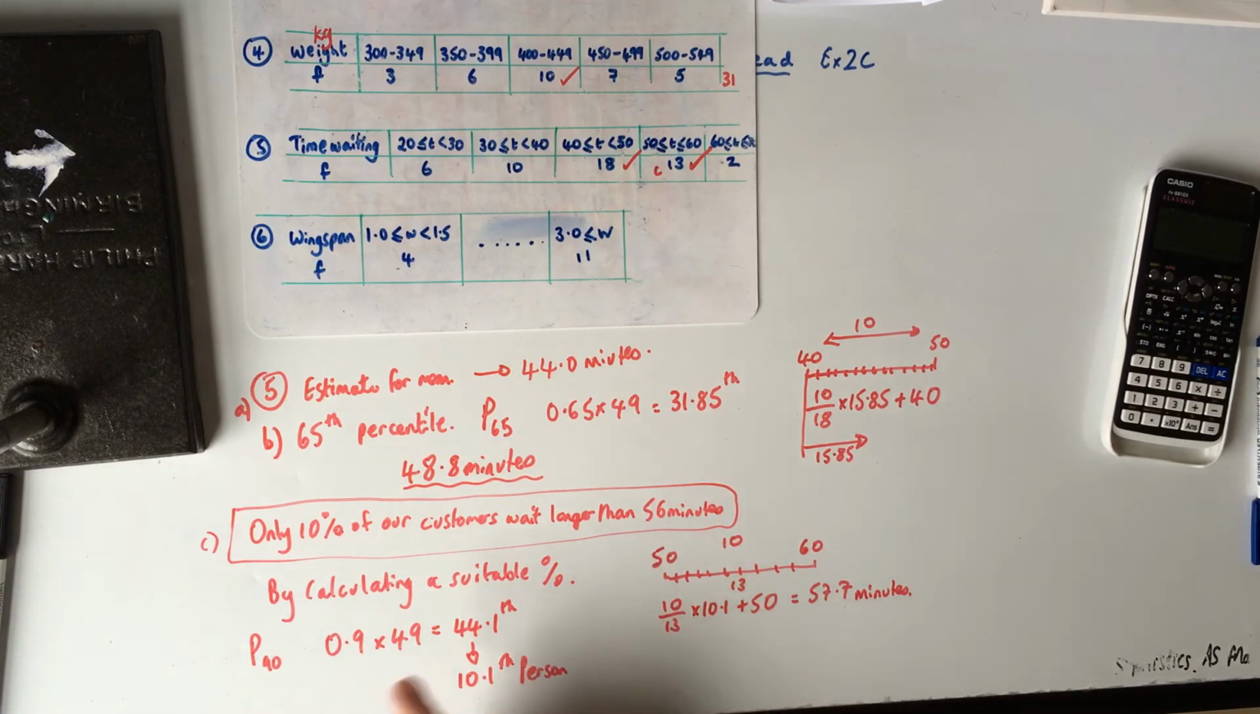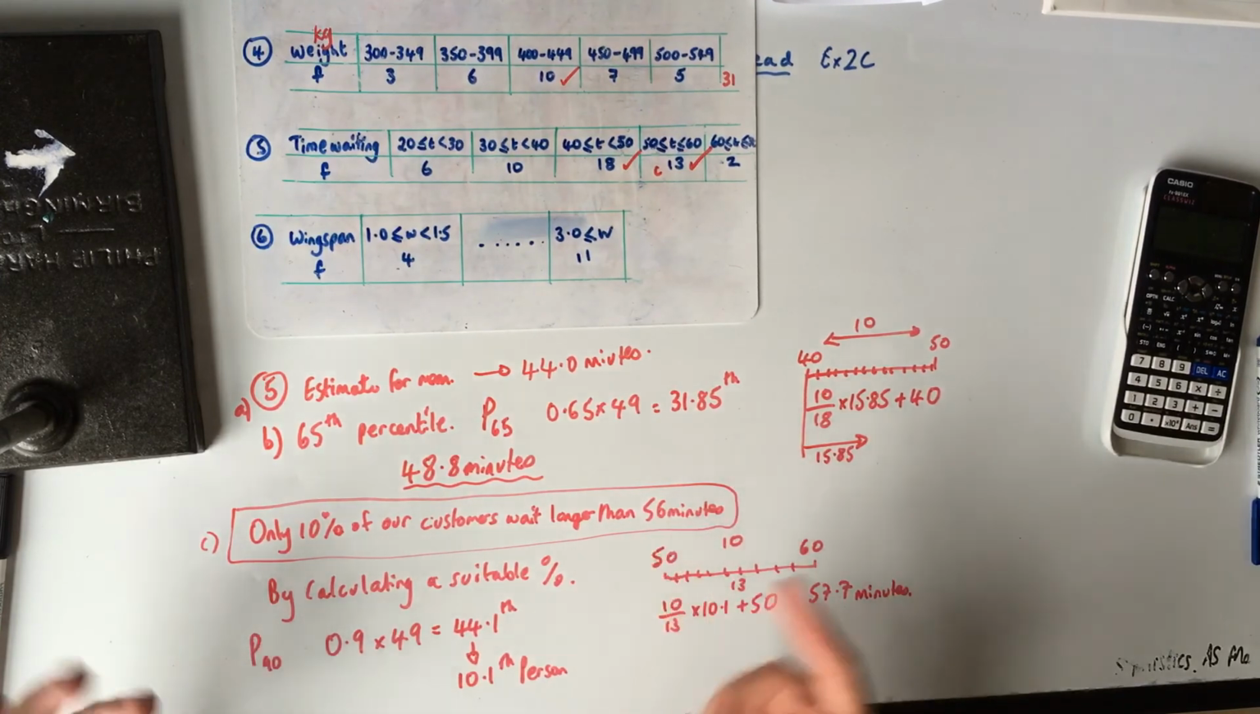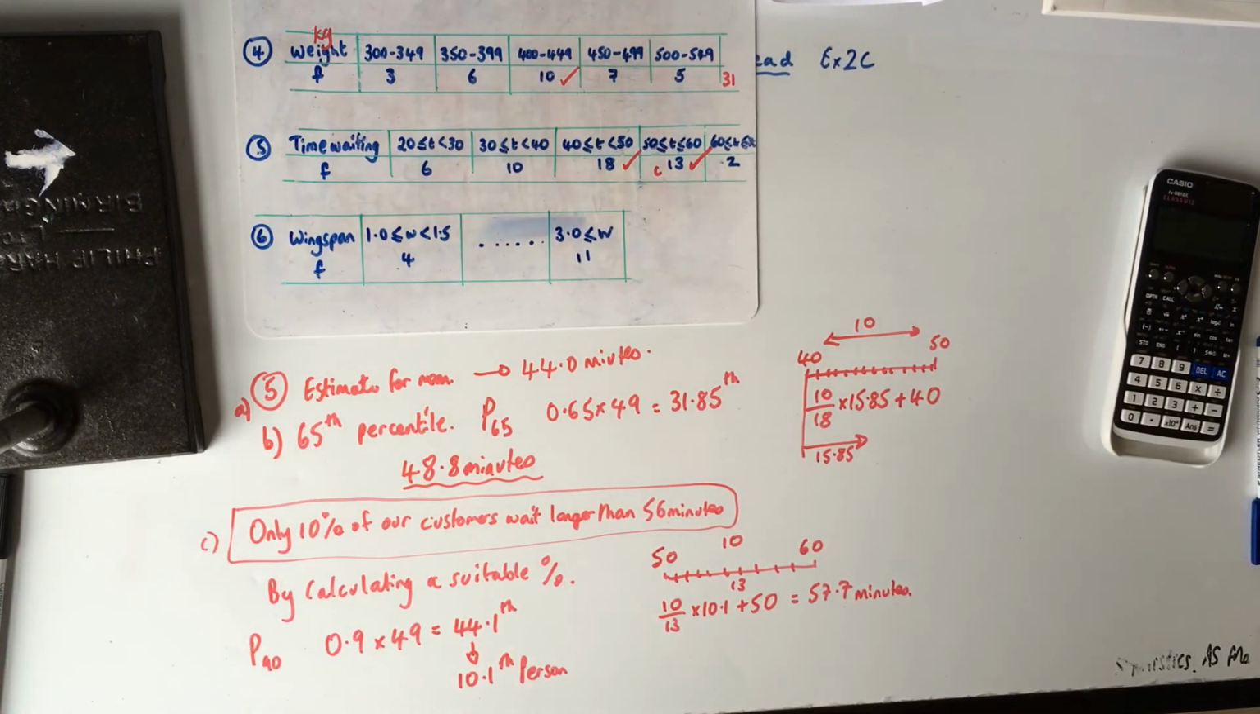To make it sort of fair, they should really be saying 58 minutes. That would be more accurate. "Only 10% of our customers have to wait longer than 58 minutes" would have been a fairer claim, not 56. They've just cheated a little bit. Okay.